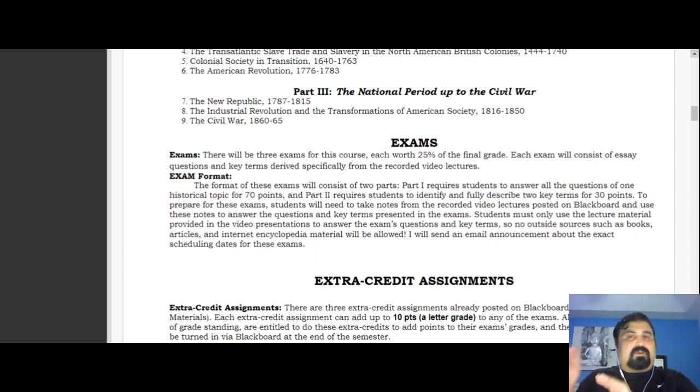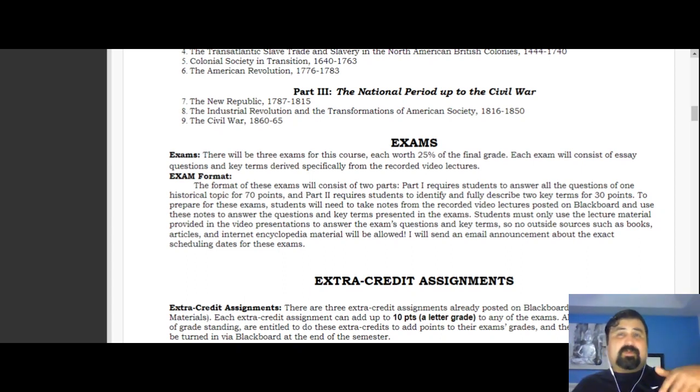Now this is the part where we hear about the exams, what the exams are going to be like. There will be 3 exams, since there are 3 parts: exam 1, exam 2, and the final. Each exam is worth 25% of the final grade.